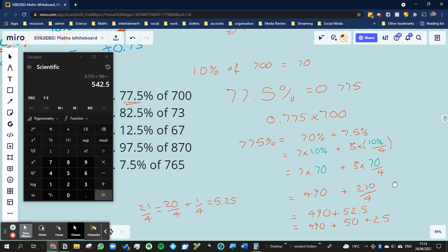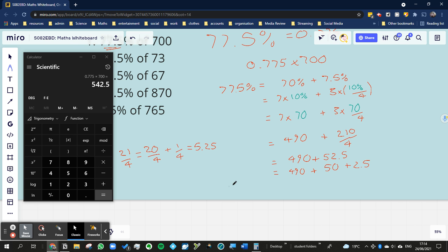But then the next stage in my head that I'm going to do is split the 50 into 10 and 40, because the 10 would make up the 490. So I could in fact just stick that straight on there. Again, many of these stages I'm going to be doing in my head. Plus 40 plus 2.5, and now you can see it's going to be 542.5. Right, there you go. So that's how we'll do it.